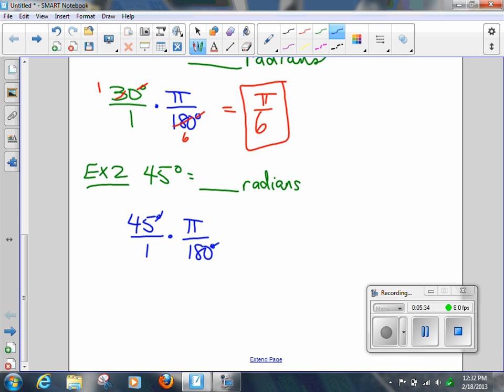How many times is 45 going into 45? Once. How many times is 45 going into 180? 4 times. Oh, yeah, look at that. Indeed, pi over 4.